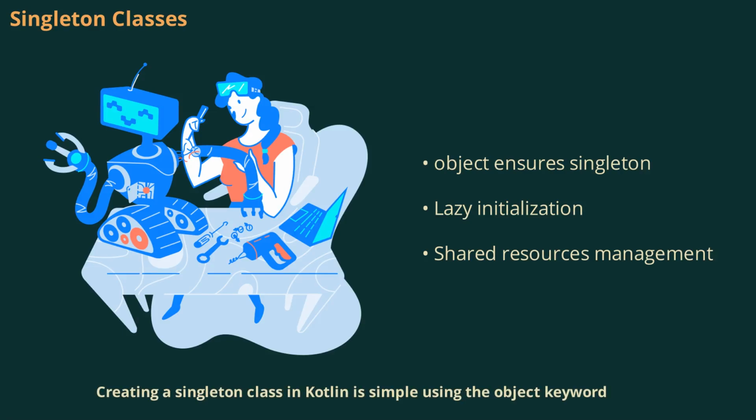Creating a singleton class in Kotlin is simple using the object keyword. This ensures only one instance of the class exists, lazily initialized when first accessed.